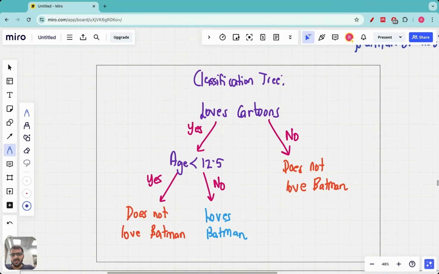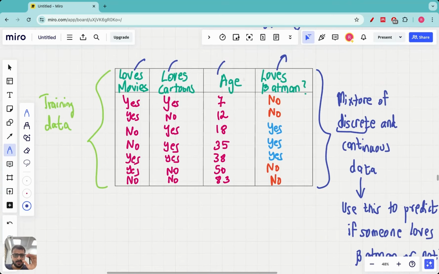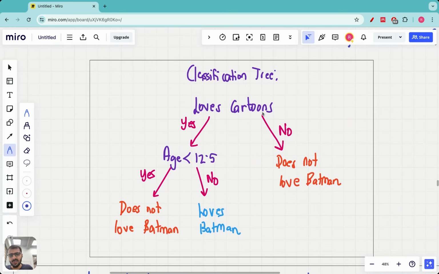So the most optimal classification tree, which is the answer to this data set, looks something like this. The first question to be asked is: does the person love cartoons? If yes, we ask them, what's your age? If it's less than 12.5, then we can confidently say you do not love Batman. If they love cartoons and their age is greater than 12.5, then we can confidently say that they do love Batman. On the other hand, if their answer to the loves cartoons question is no in the first place, then we can confidently say they do not love Batman.